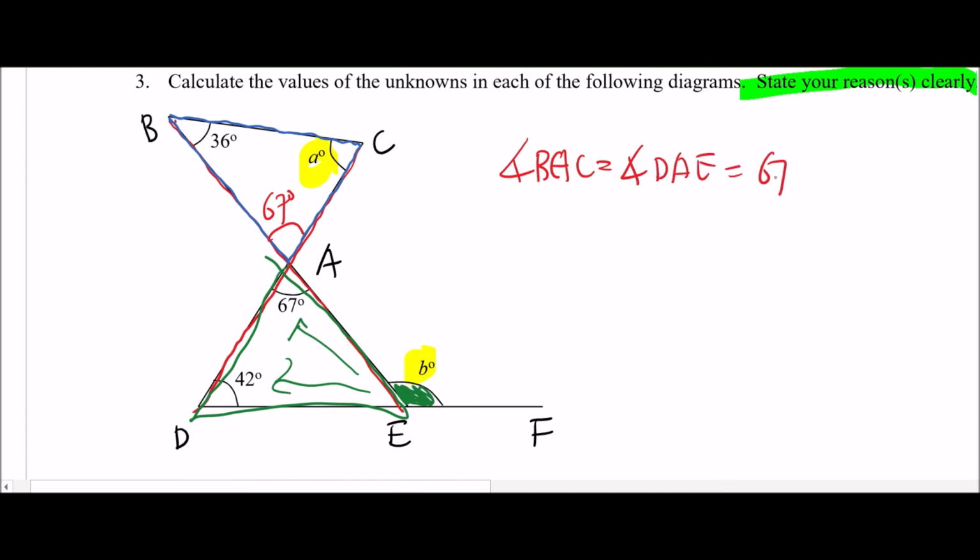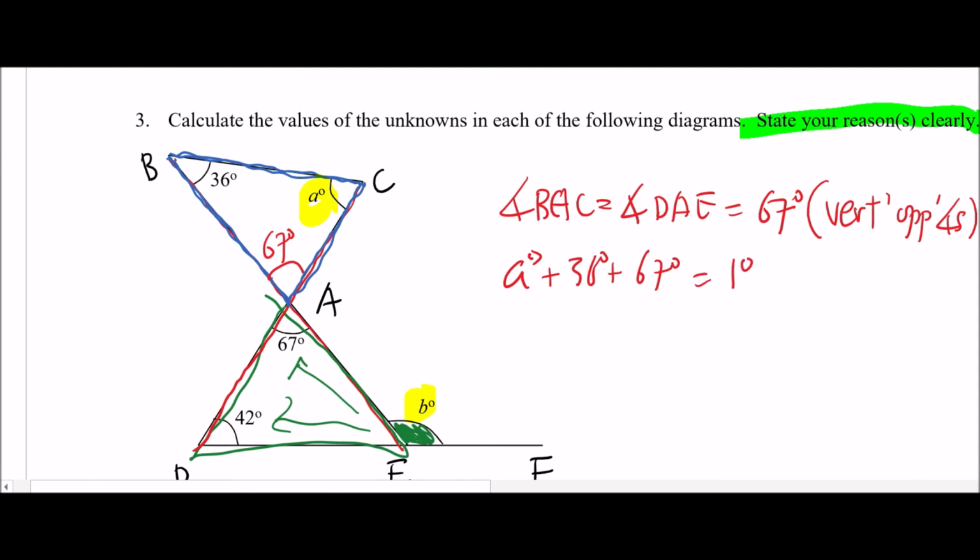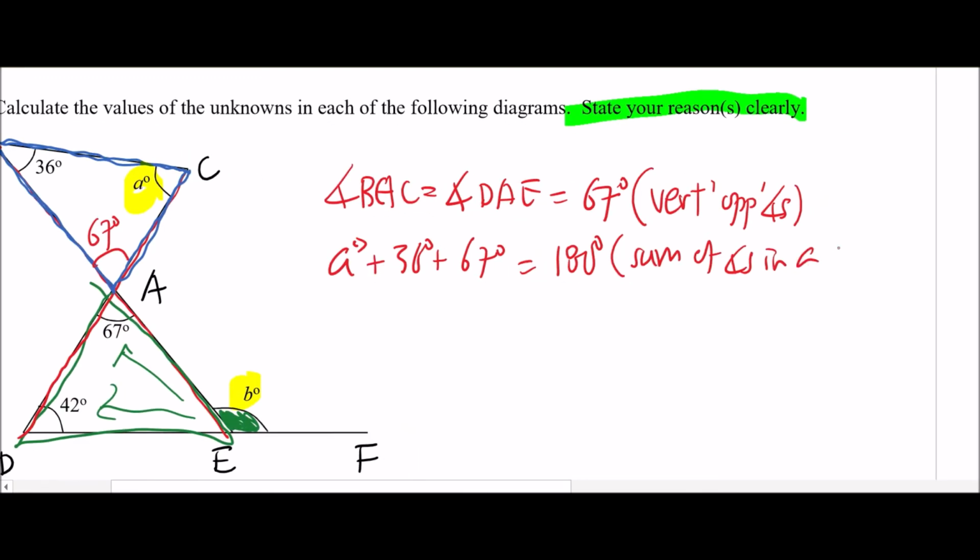Equals 67 degrees. And what was the reason? The reason here was vertically opposite angles. Okay, next we are going to deploy the blue color triangle over here, triangle ABC, to find our angle A. Right, so A degrees plus 36 degrees plus our 67 degrees gives us 180 degrees, and the reason here is sum of angles in a triangle.